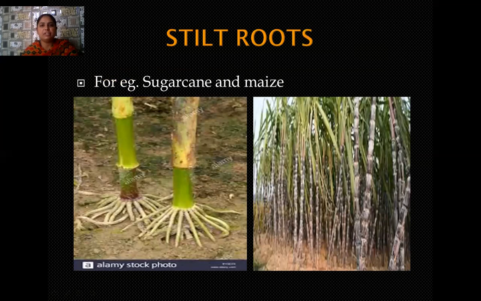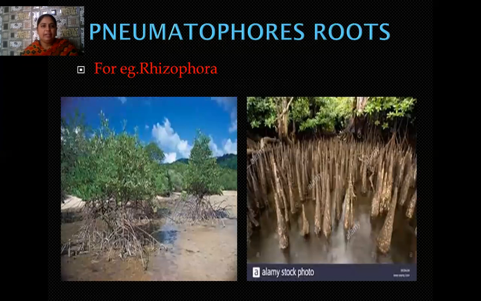Okay, students, the next picture is visible to you. And here I am giving the example of sugarcane and maize. So both in sugarcane as well as in maize, there are special types of roots present which are known as the stilt roots. These stilt roots are also an example of supporting roots, and they arise from the lower nodes of the stem, and they help to provide additional support to the plants. So this type of root is present in sugarcane. And okay, the next type of roots are known as the pneumatophore roots.